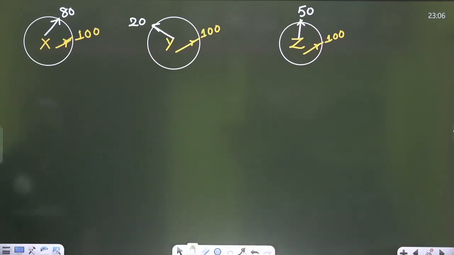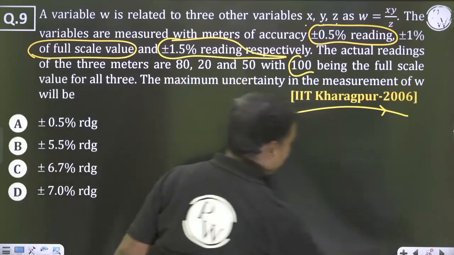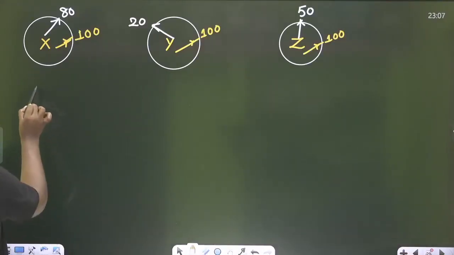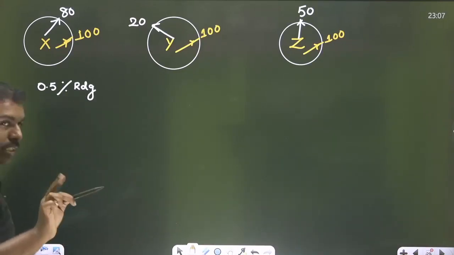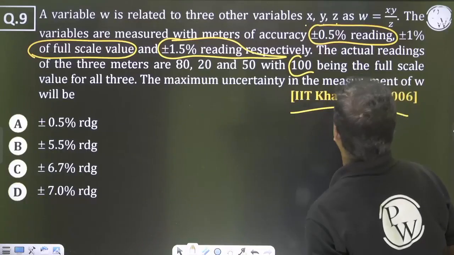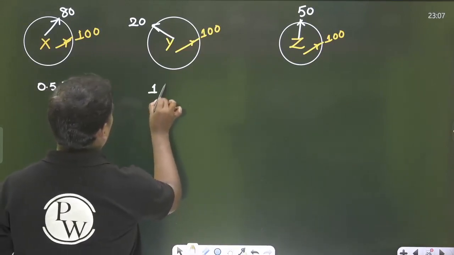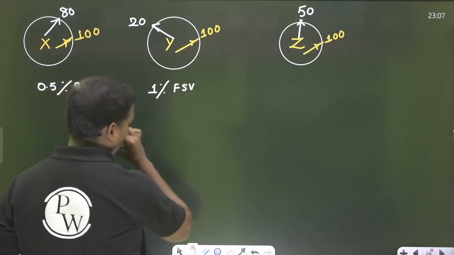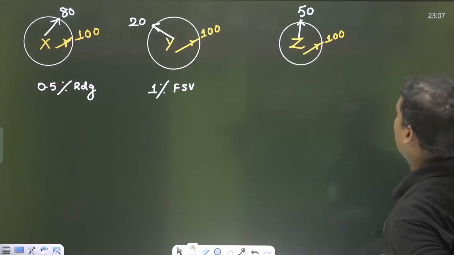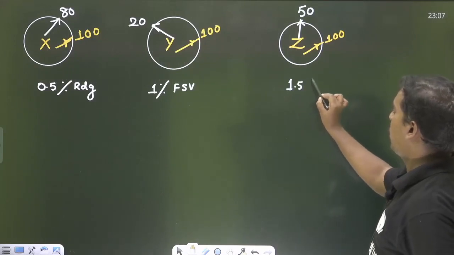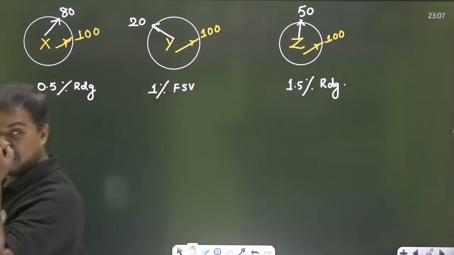Now for x, he has given an accuracy in terms of percentage, 0.5% of reading. So for y, it is 1% of full scale value. And for z, it is 1.5% of reading. Understood? So now how to get the values?